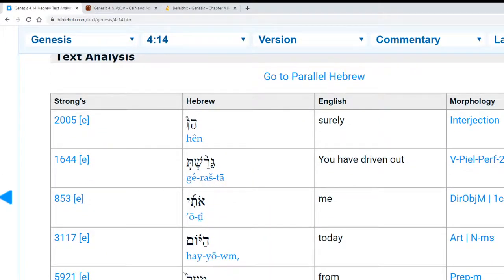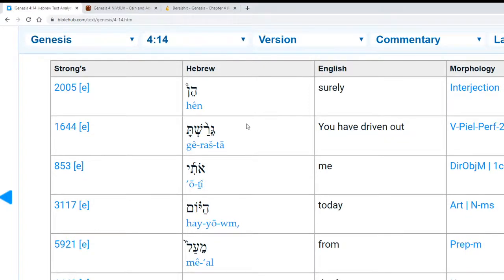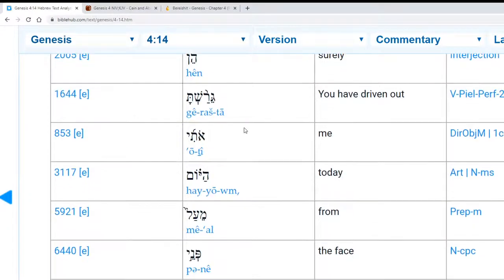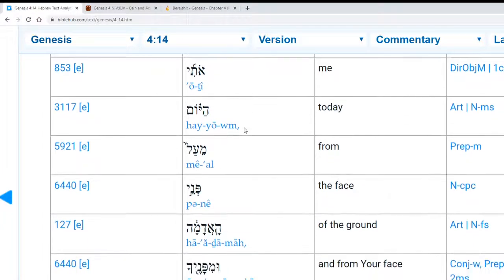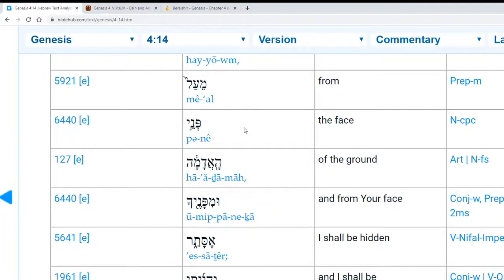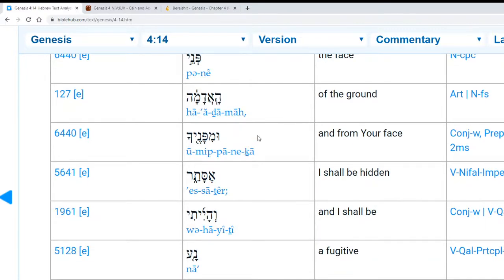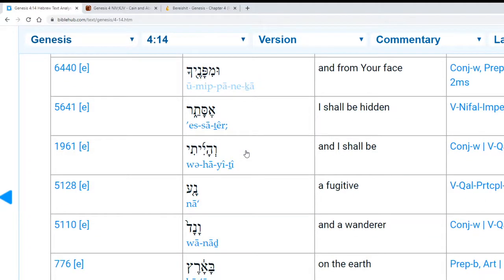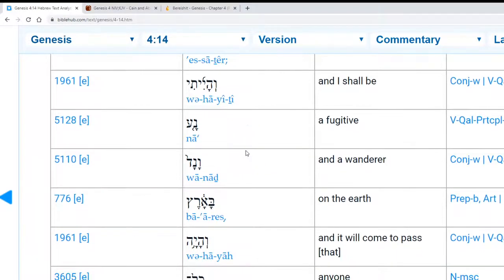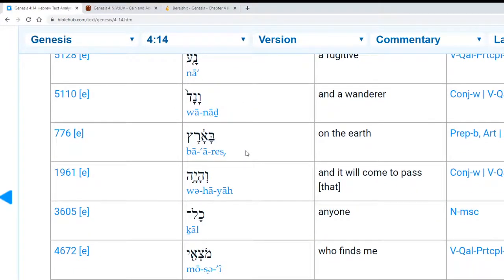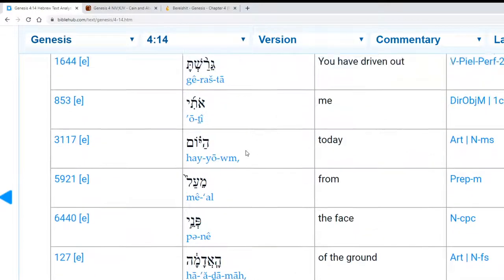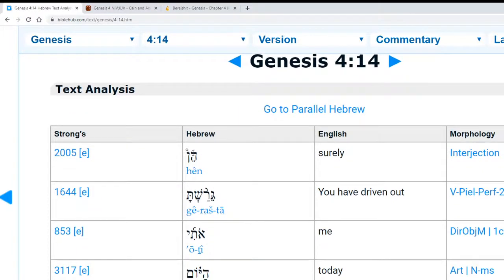Hen. So hen. Gerashta oti hayom me'al pnei ha'adama umipanecha Esther v'hayiti na vanad ba'aretz v'haya kol motzi yehargeni. Okay, this is an interesting verse in my opinion. So hen can mean it's an interjection, yes, right? So surely hen. So yes.